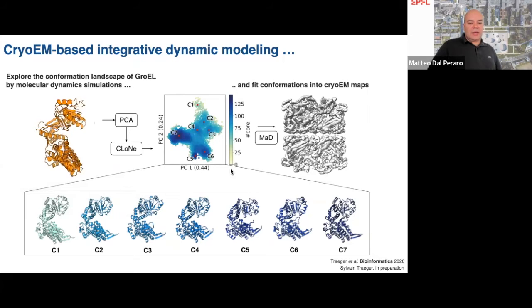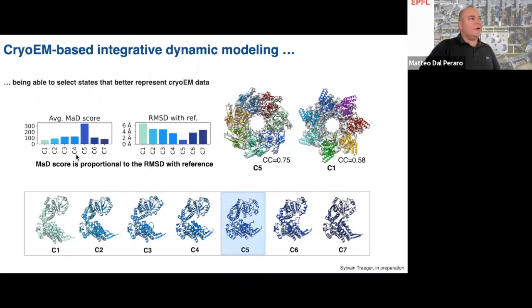And as you can see here, we can list many different conformations that we can represent with some relevant cluster centers. Here, seven conformations that would optimally represent this conformational state. And the nice thing is that now we can apply MAD, our method, to this extended conformational ensemble. And just by looking at the MAD score, we can select the structure that can best fit the experimental data, the cryo-electron microscopy at intermediate resolution, here around 6 or 7 angstrom. You see that conformation number 5 is the one that is indicated by the MAD score, and eventually this is also correlated with the fact that it has the best RMSD with the ground truth of this system.